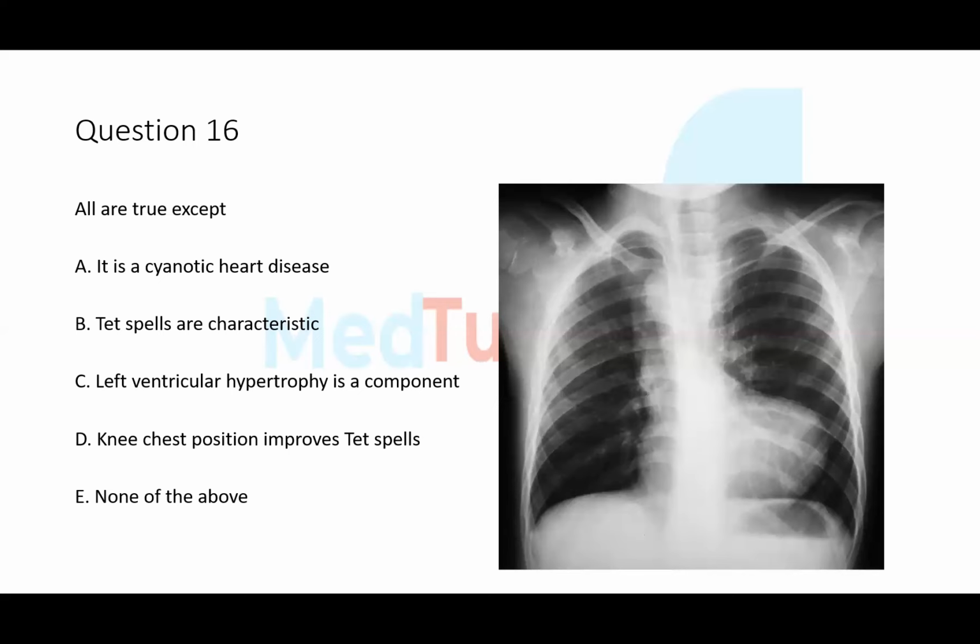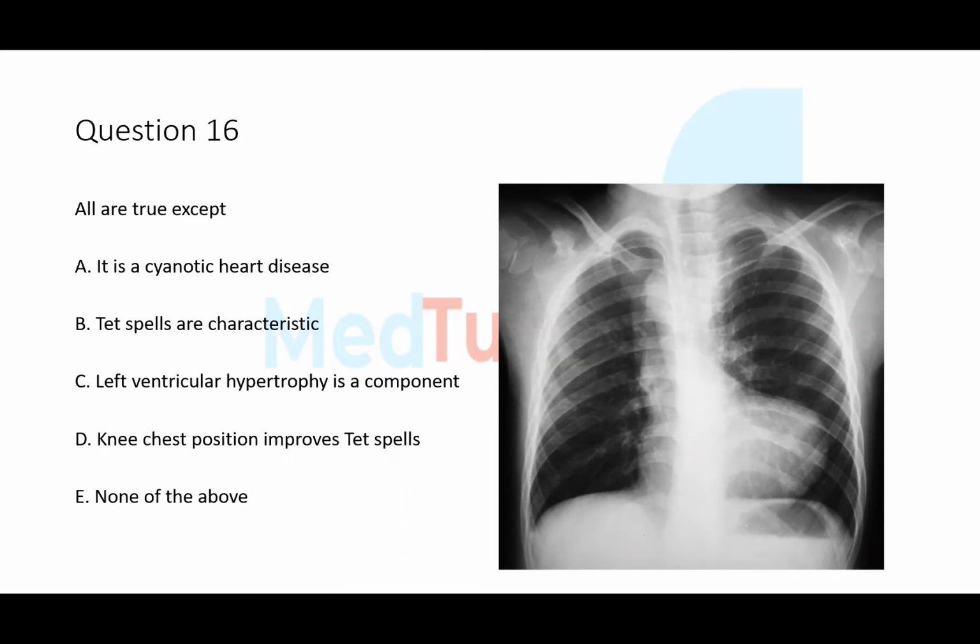Sorry, excuse me. If you are not sure what the diagnosis is, the questions that follow will help us realize what the diagnosis is. We have in this picture a cyanotic heart disease. Yes, tetralogy of Fallot is a cyanotic heart disease. Tet spells are characteristic of tetralogy of Fallot. Left ventricular hypertrophy is a component.